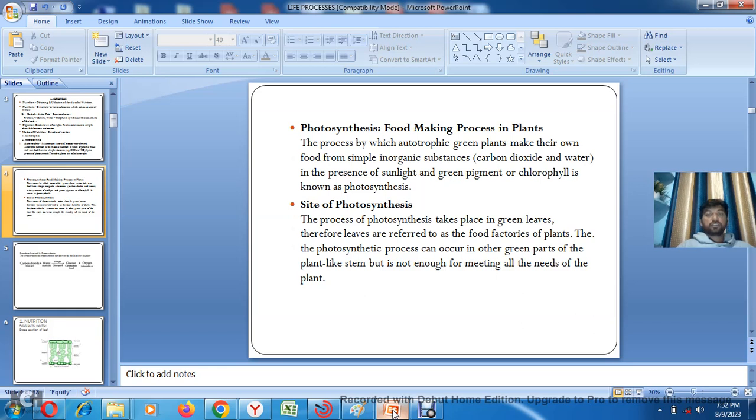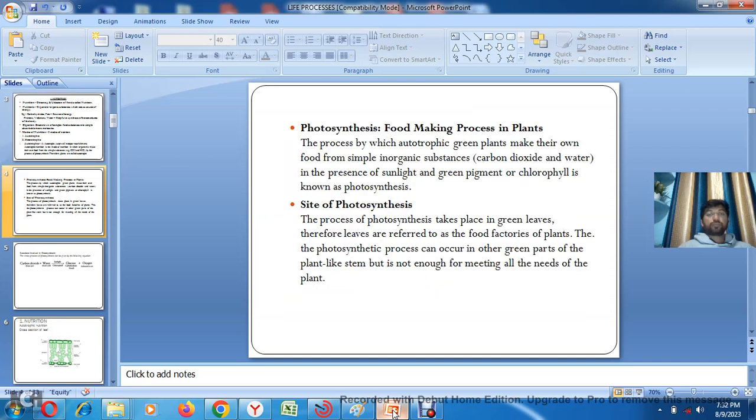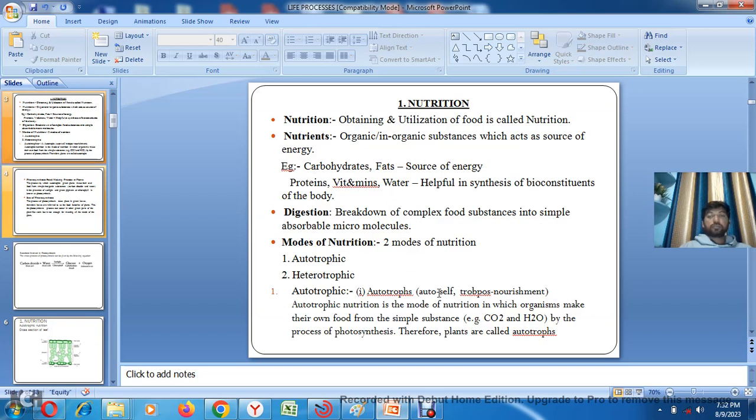Last class we discussed nutrition, nutrients, digestion, modes of nutrition, and autotrophic nutrition. Now let us understand photosynthesis. See, the green plants prepare their own food by utilizing simple inorganic substances, right? And that process we call photosynthesis.